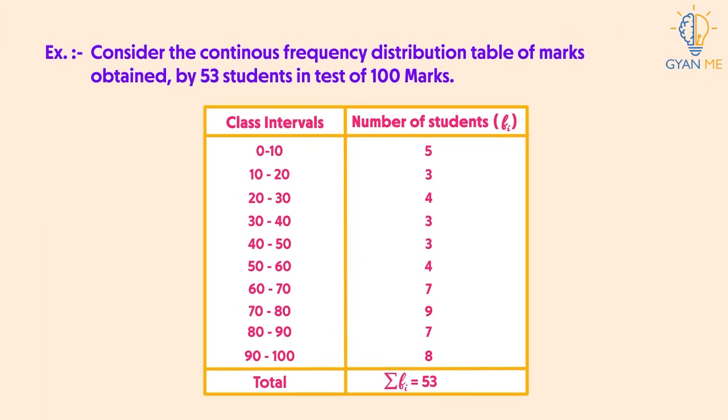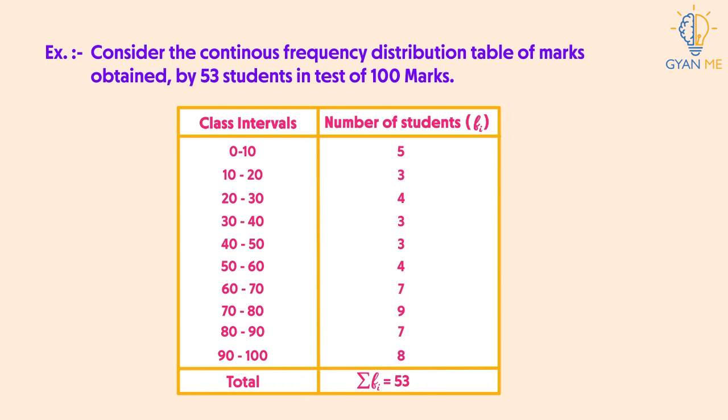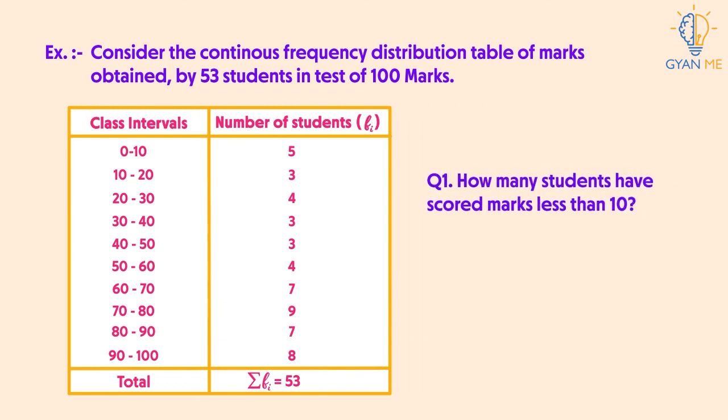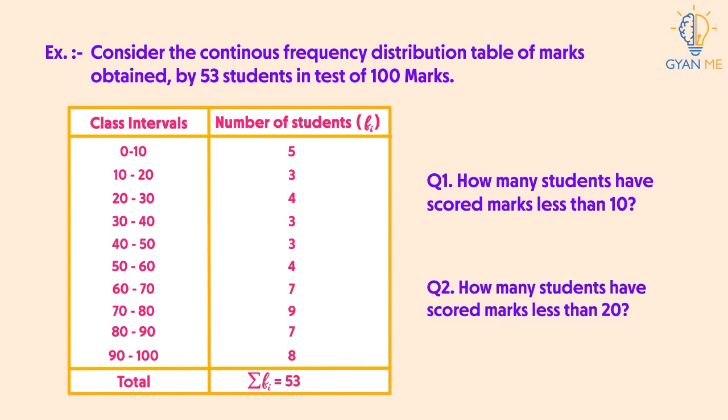Now students, consider the following example on your screen. It shows the cumulative frequency distribution table of marks obtained by 53 students in a test of 100 marks. From the table, can you answer the following questions? How many students have scored marks less than 10? And how many students have scored marks less than 20?